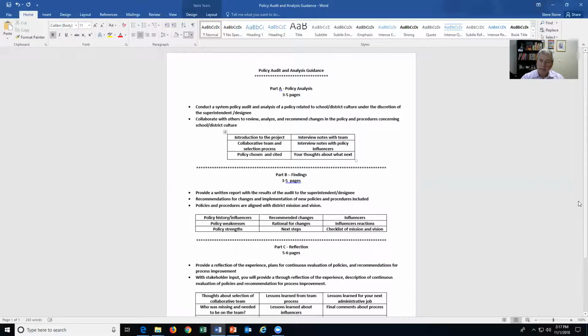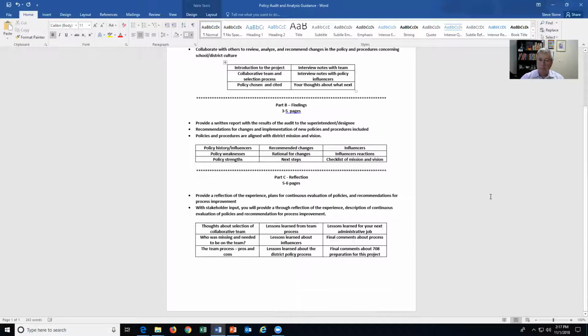Now part C, which is probably the largest part, and the most important part to garner well, is the reflections of the process. Again, I'm recommending 5 to 6 pages. There, your 2 bullets come straight from the manual: provide a reflection of the experience, and with that stakeholder input, evaluate the process. So it's a reflection and evaluation.